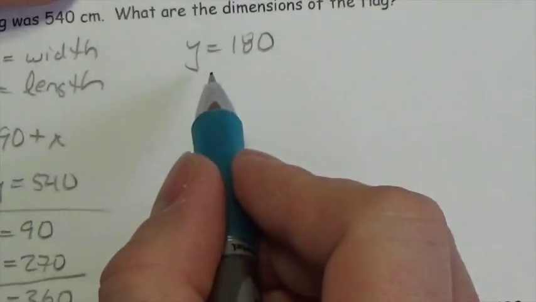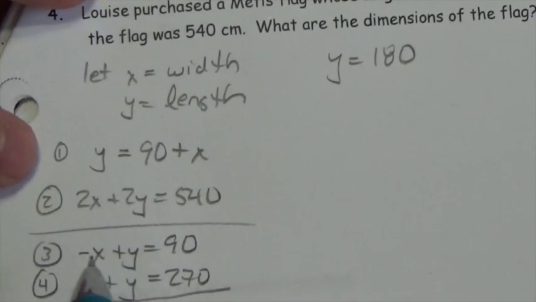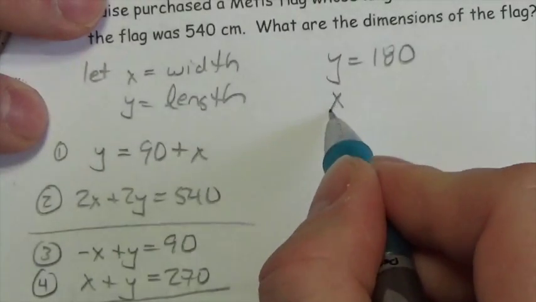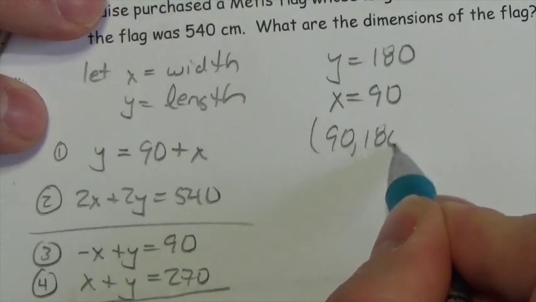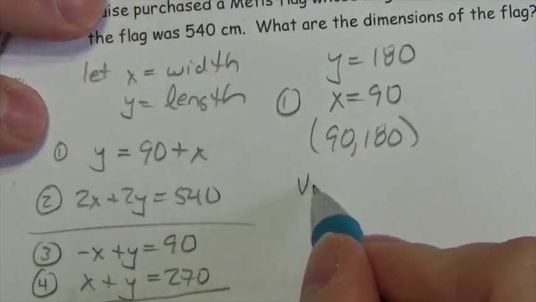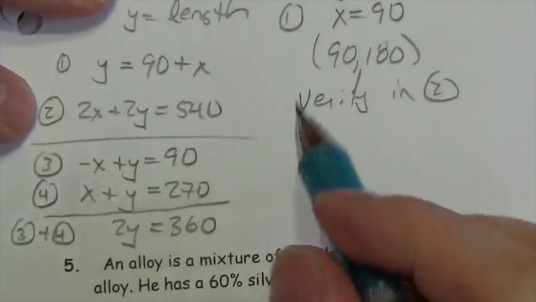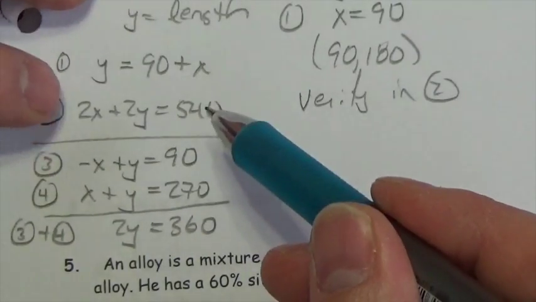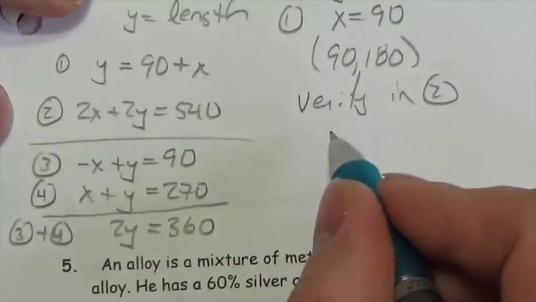Okay? Now, take a quick look at this. If y is equal to 180, by using equation 1 here, I know that x has to be 90. So I've got this point now, 90 comma 180. I used equation 1 to get it, so I'm going to verify in 2. As long as I did that calculation correctly when I changed equation 2 to 4, I could use equation 4. But we can do this in equation 2 here.